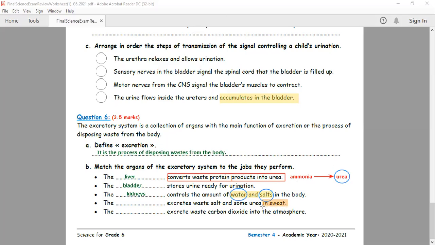Which organ? The skin. Bravo. Yes, as we sweat through the skin. Okay, skin. The last one is the easiest one.